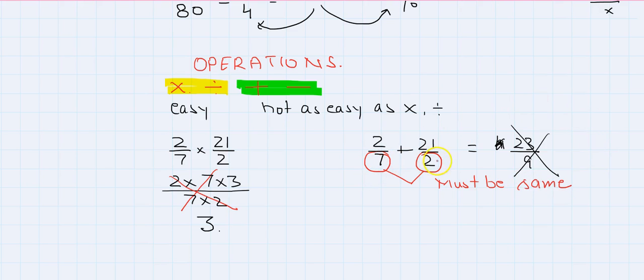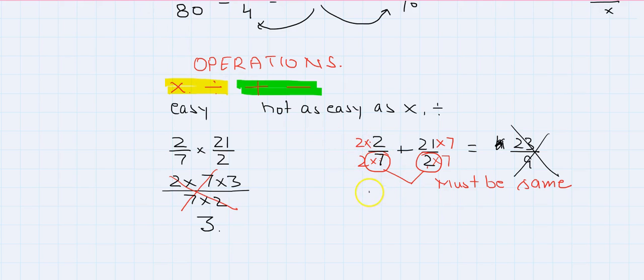You have to make the denominator the same, then only you can add or subtract. Otherwise, you cannot add or subtract. So there's a way to make it equal. For example, this is 7 and this is 2. I can multiply this by 7 and I can multiply this also by 7. This one I multiply by this 2, and this I multiply by this 2.